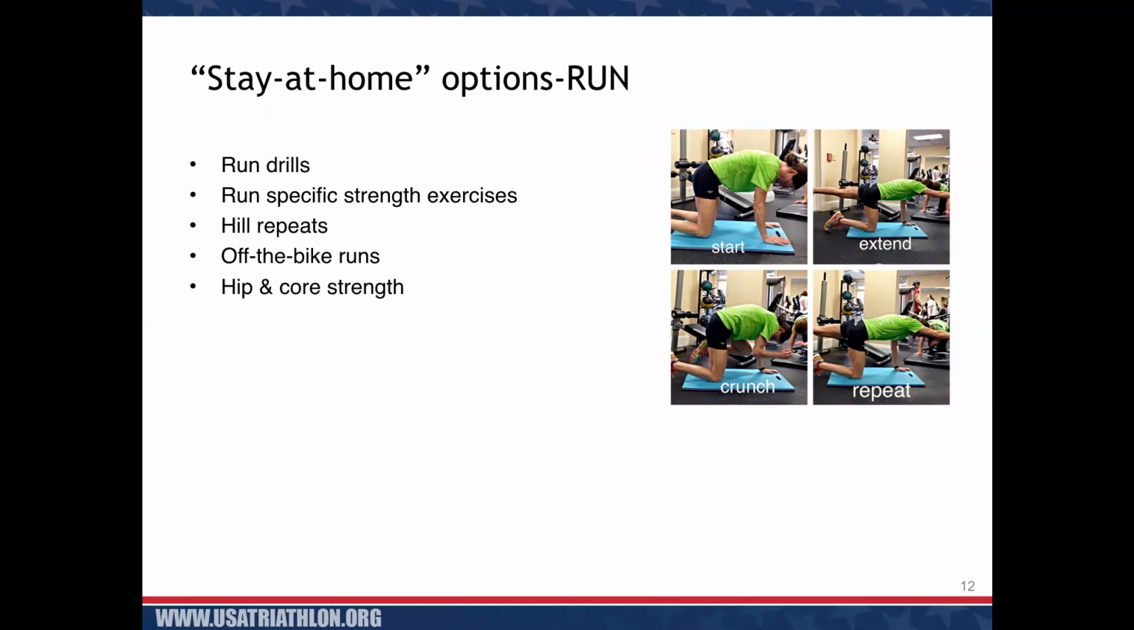Hip and core strength, as important as it is in swimming, as important as it is in cycling, I think running is the most to maintain that hip and core strength, to have good posture when you're running. And again, lots of body weight exercises you can do at home. They don't take a lot of time, and they're bang for your buck when it comes to the run.